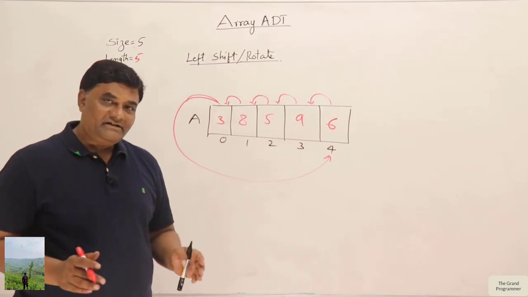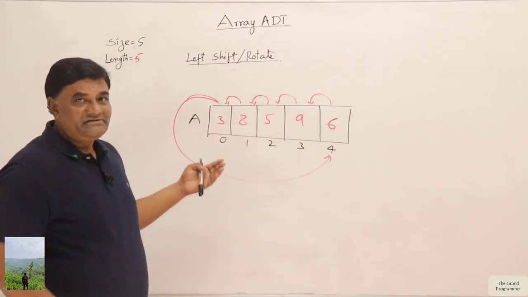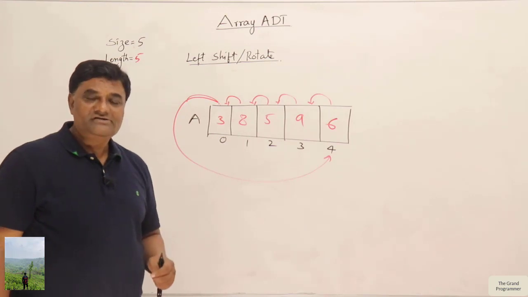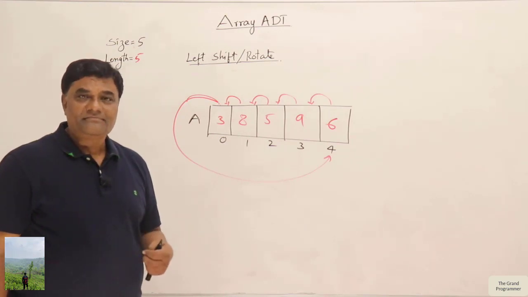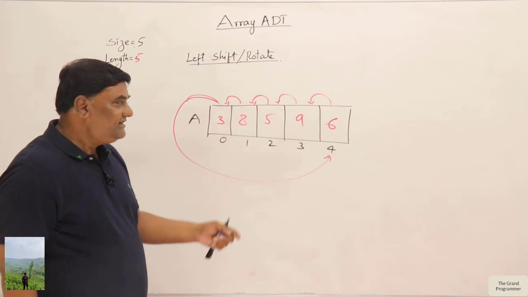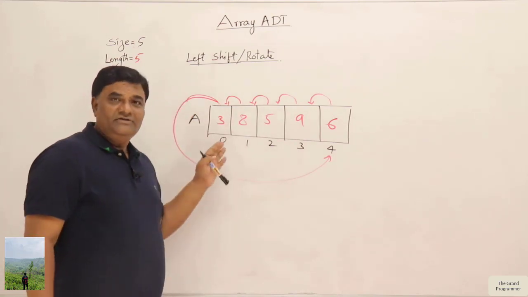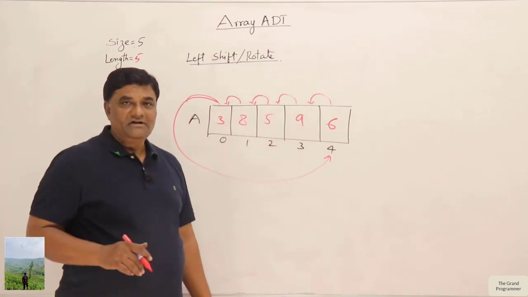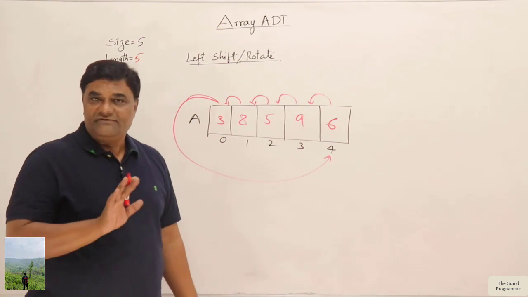How much time has it taken? We have moved the elements, so the time is order of n. Shifting takes order of n time. And if you have to rotate, you can keep hold of the first element and copy it at the last. So this is called left shift and left rotation.